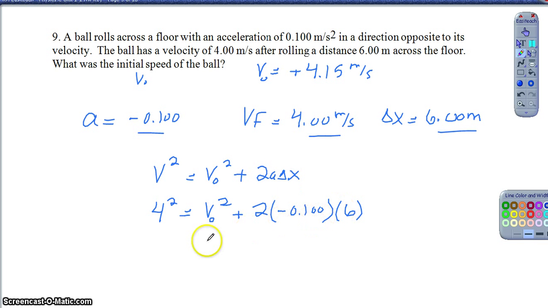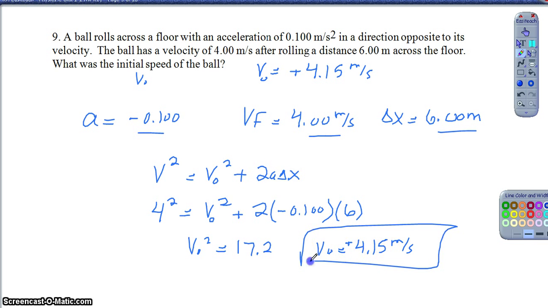Just solve this out, calculate this out. When we solve for it, we get v sub 0 squared equals 17.2. So then when we square root both sides, that's where I get 4.15 meters per second. And the fact that this ends up being a positive quantity tells me again it was moving in the same direction as this final velocity was moving here.